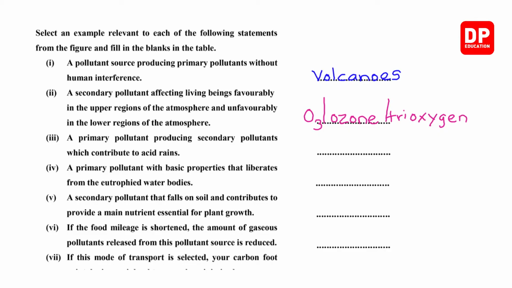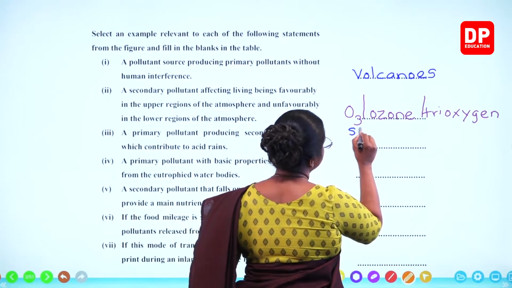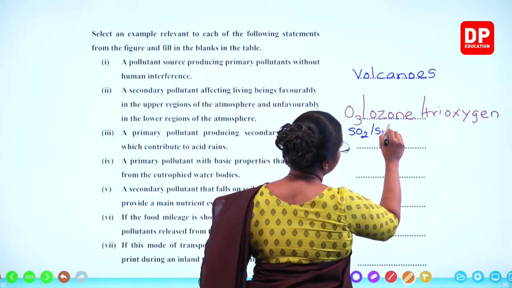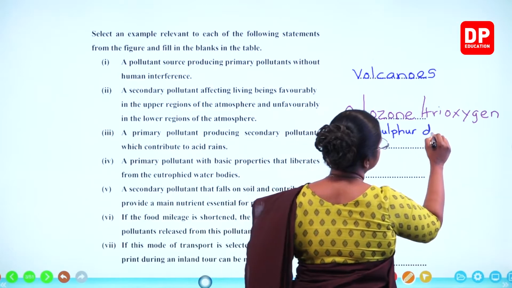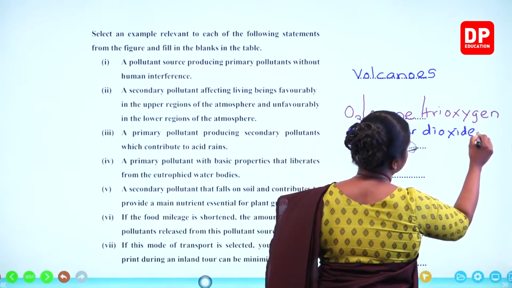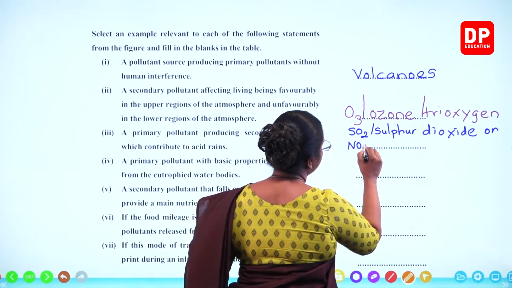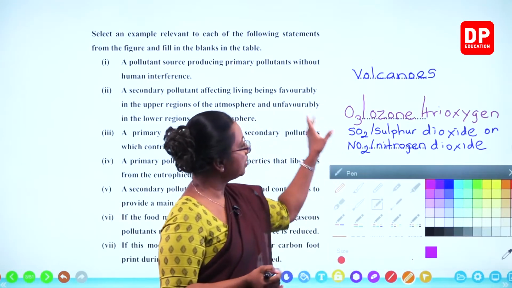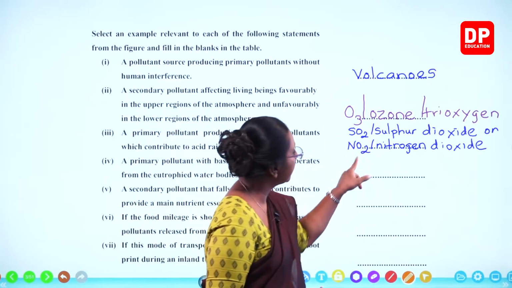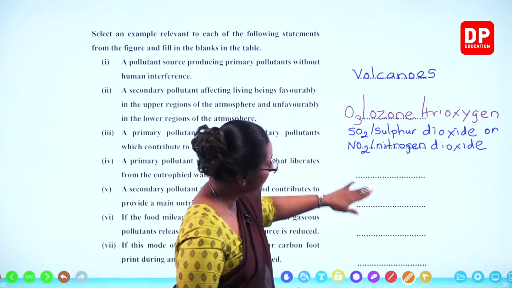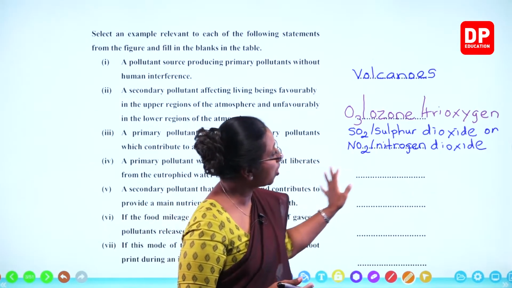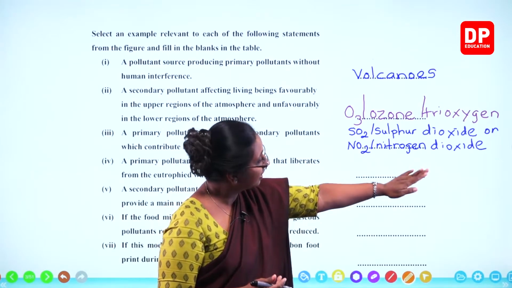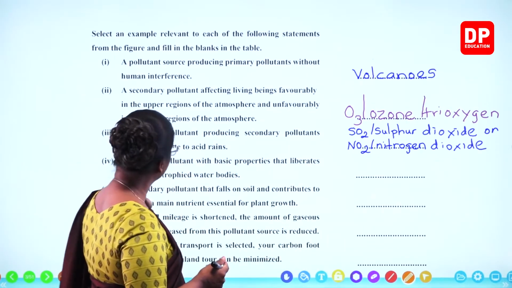Then, we can write the answer as SO2, or you can write sulfur dioxide, or you can write NO2, nitrogen dioxide. Here again students, this is given as a table in the paper. You will be writing just one answer, so the space provided is enough. But since I am writing all the possible answers, I am writing out of the line as well. So, you have to keep that in mind.